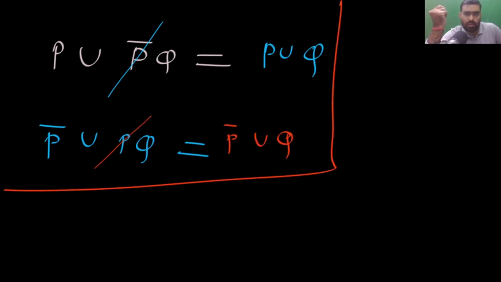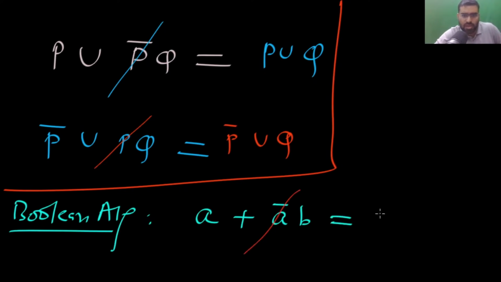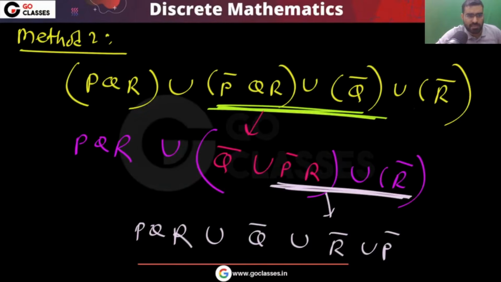Same rule you have in Boolean algebra or in propositional logic. Like you have this rule, A or A bar B, you can just remove this A, so it will be like A or B. For example, A bar or AB, you can simply remove this A and it will become A bar or B. So very simple. This rule you can apply many times.